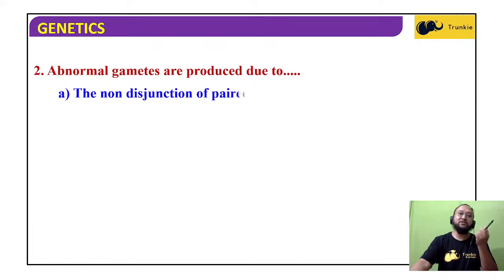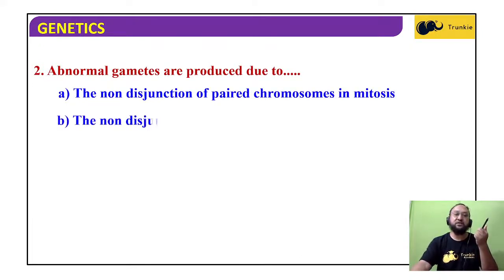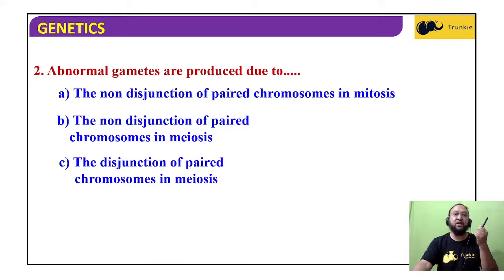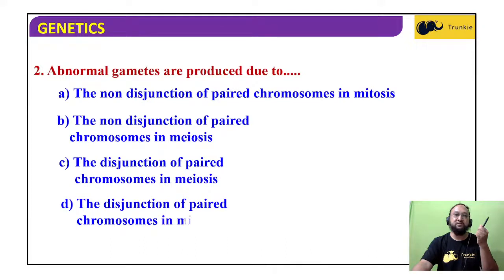Now, abnormal gametes are produced due to non-disjunction of paired chromosomes in mitosis, or non-disjunction of paired chromosomes in meiosis, or disjunction of paired chromosomes in meiosis, or disjunction of paired chromosomes in mitosis. This is the non-disjunction of paired chromosomes in meiosis.